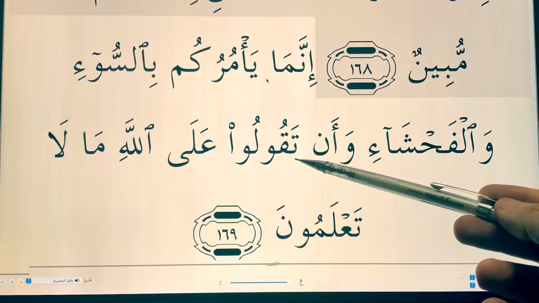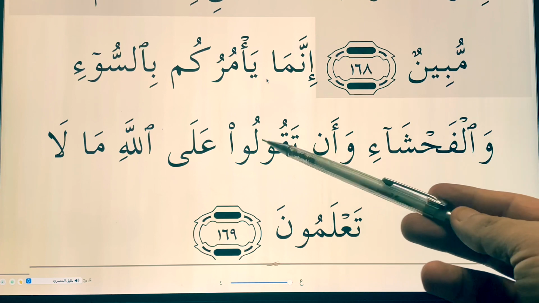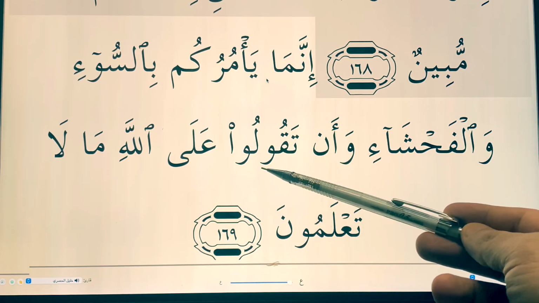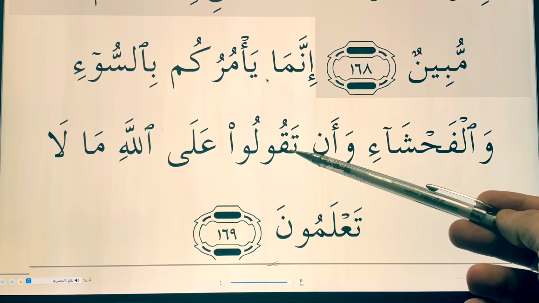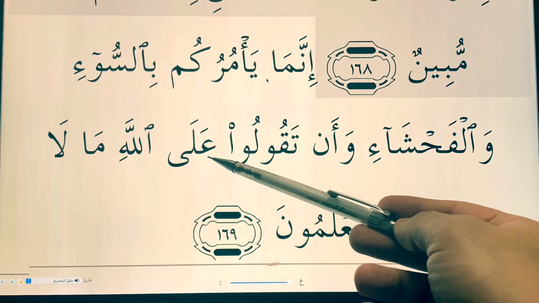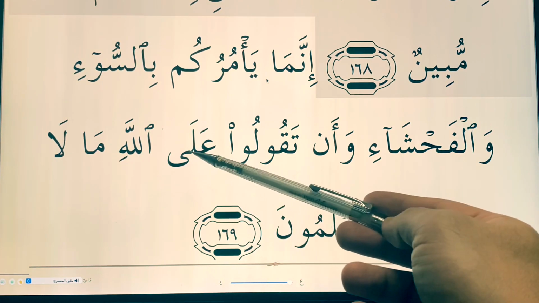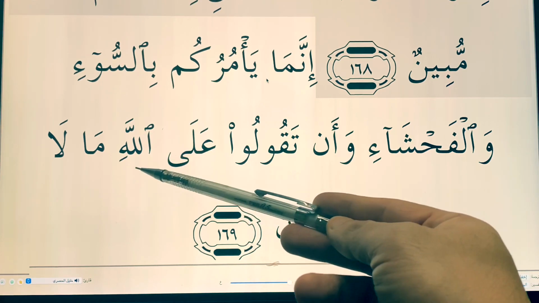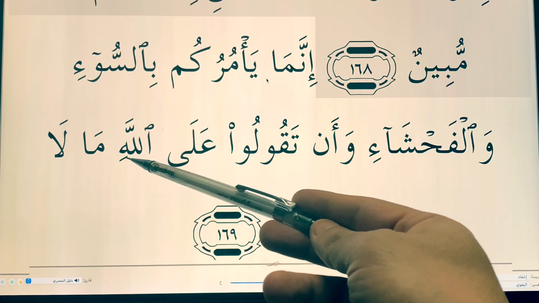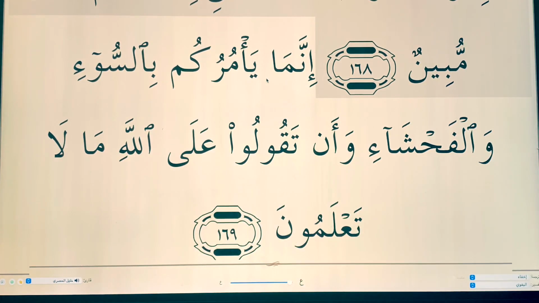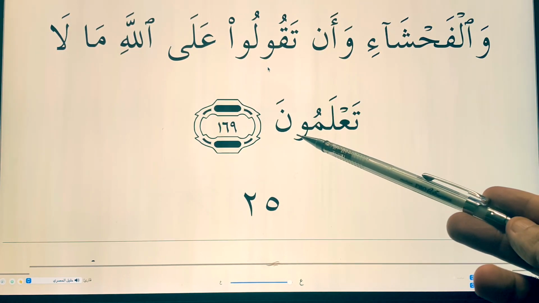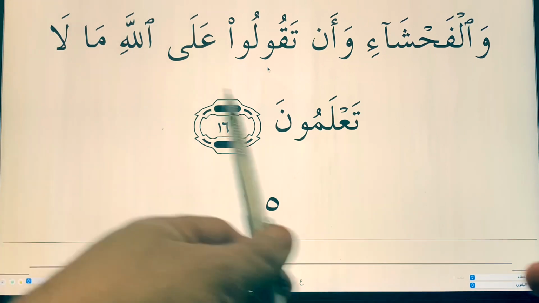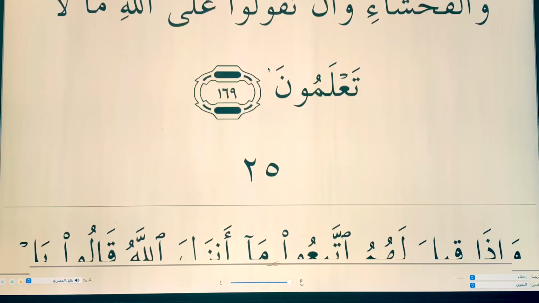وأن, noon sakina followed by ta makes it ikhfa. وأن تقولوا. This قو and lu are slightly extended. وأن تقولوا على الله. You all recall before the name of Allah subhanahu wa ta'ala, if it's a fatha or dhamma, you read it على الله as opposed to في الله, right? على الله ما لا تعلمون. Next ayah.